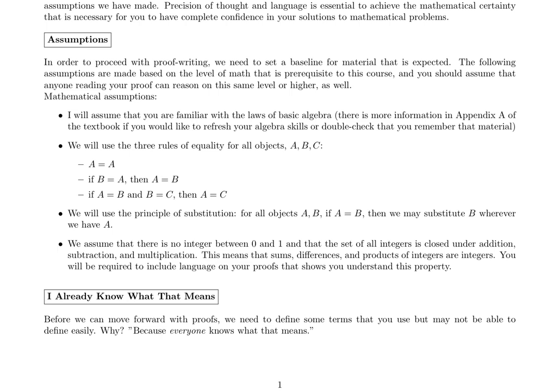So we're also going to use the principle of substitution. For any objects A and B, if A equals B, then we may substitute the letter B anywhere where we have the letter A, and vice versa. And the last assumption we're going to make is that there is no integer between 0 and 1, and the set of integers is closed under addition, subtraction, and multiplication.